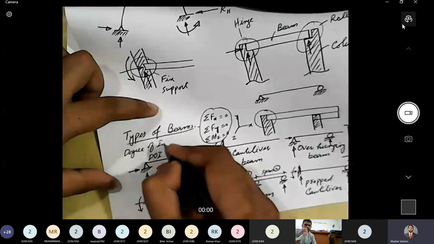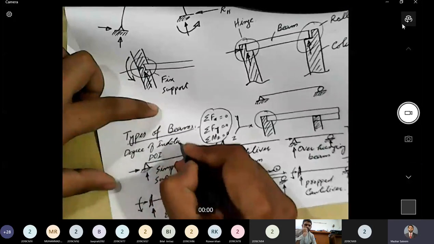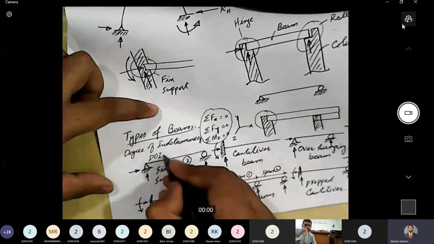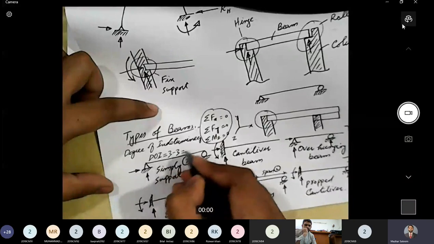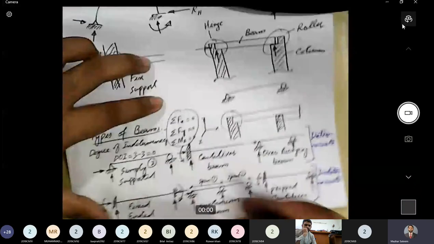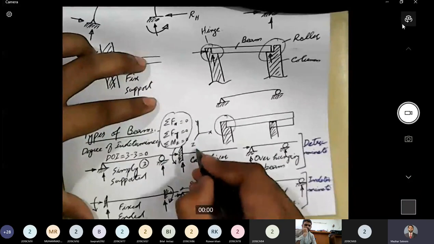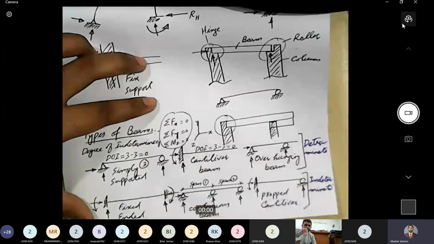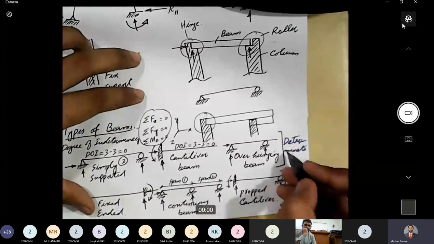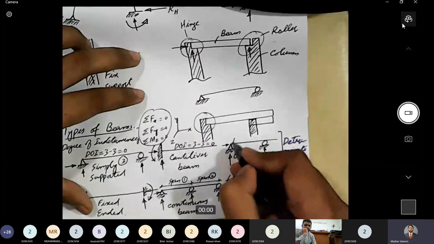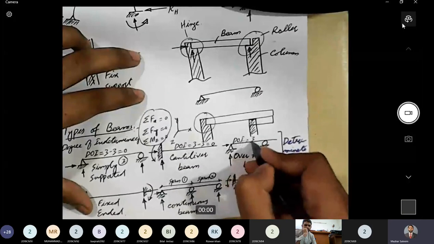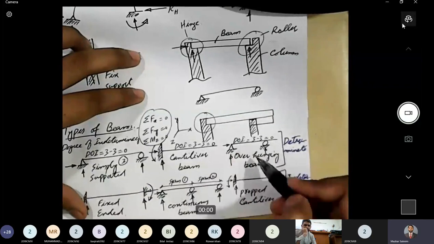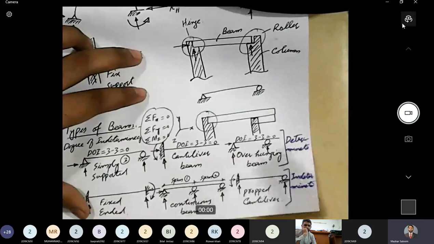So the degree of indeterminacy for a simply supported beam is 3 minus 3 equal to 0. Degree of indeterminacy for a cantilever beam is 3 minus 3 equal to 0. Degree of indeterminacy for an overhanging beam is 3 minus 3 equal to 0. That is why these three beams are determinate beams, because their degree of indeterminacy is 0.